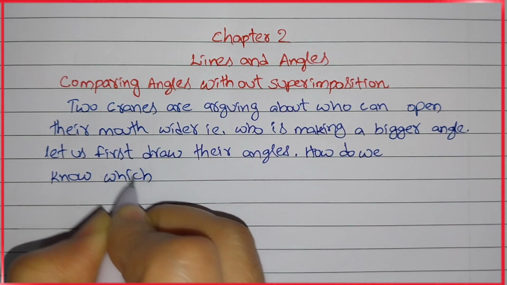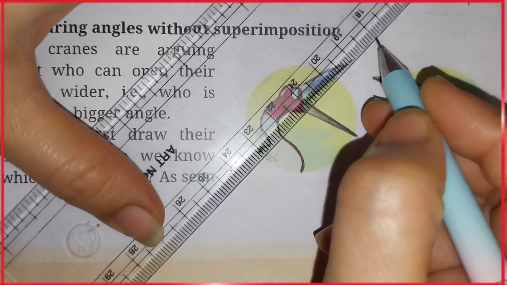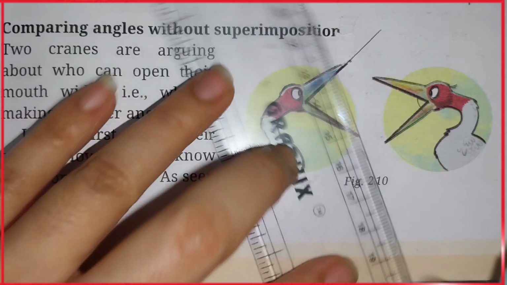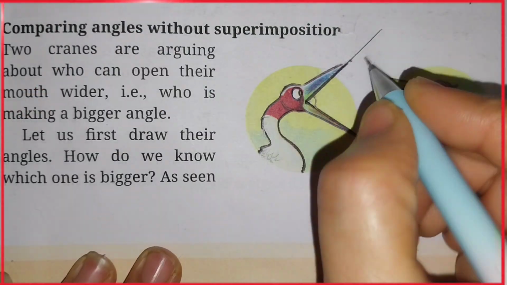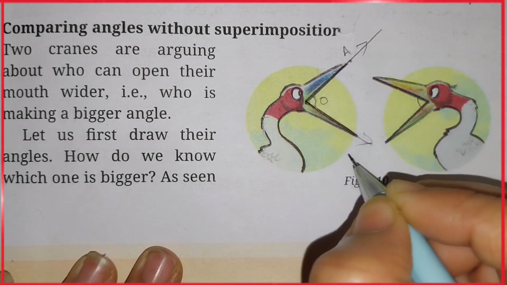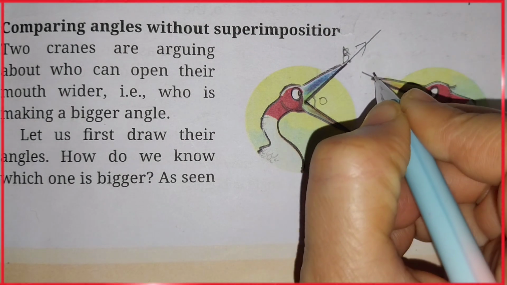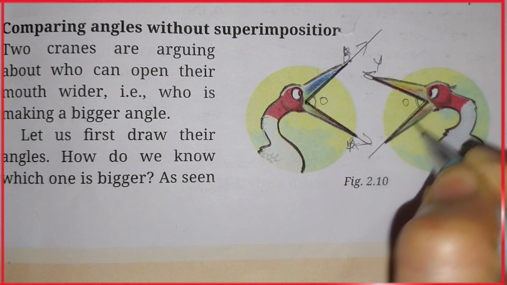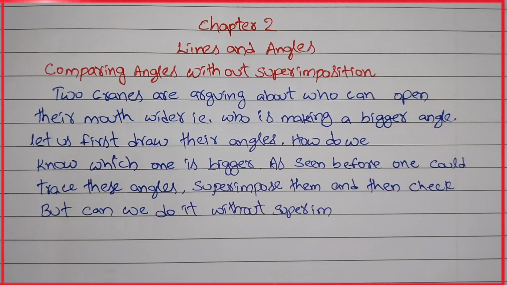But here comes the question, how do we know which angle is bigger if we cannot cut, trace or superimpose the angles? First we'll draw the two arms. The first arm is A and the second arm is B and the vertex is O. And same as we will draw for the second crane also. Here also we'll draw the two arms. The first arm is Y and the second arm is X and the vertex is O.